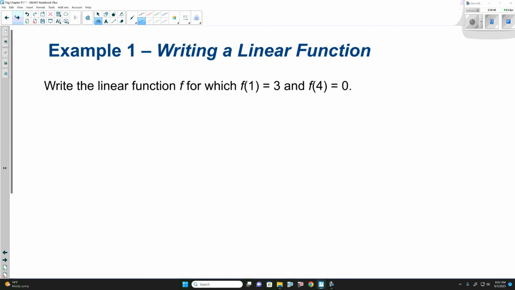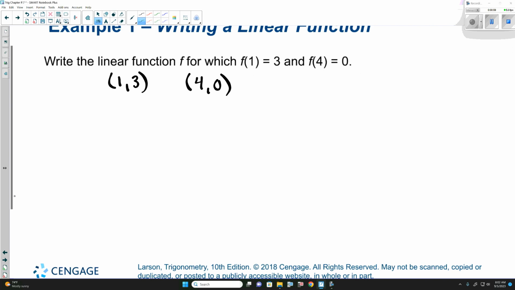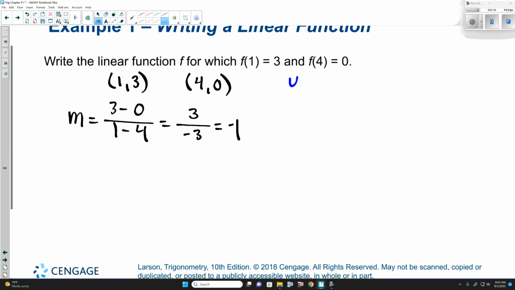Let's write a linear function with this here. Well, if we wanted to write this, we're saying that we have a line with a point 1, 3 and 4, 0. And as we've kind of gone over this already, first thing we can do is find the slope, which we could say 3 minus 0 over 1 minus 4, which would be 3 over negative 3, which is negative 1. From here, we can use y minus y1 is equal to m times x minus x1.